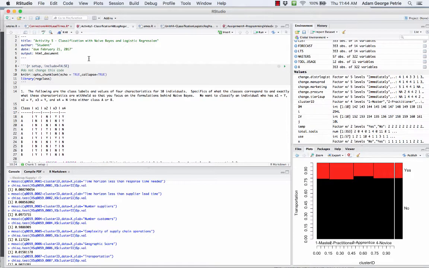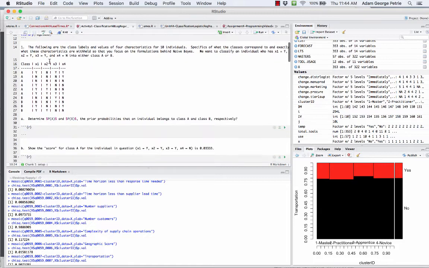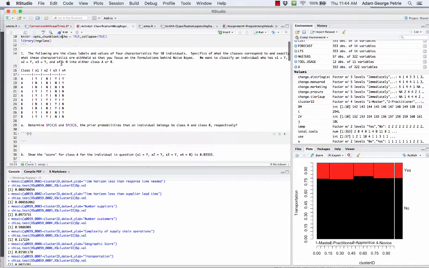Let's go over Activity 5, Classification with Naive Bayes and Logistic Regression. Question number 1 forces you to basically work through the naive Bayes procedure by hand. We have 10 individuals with the class labels that were given to us ahead of time, and then a combination of 4 characteristics, which we'll just refer to as the generic labels, x1, x2, x3, and x4.